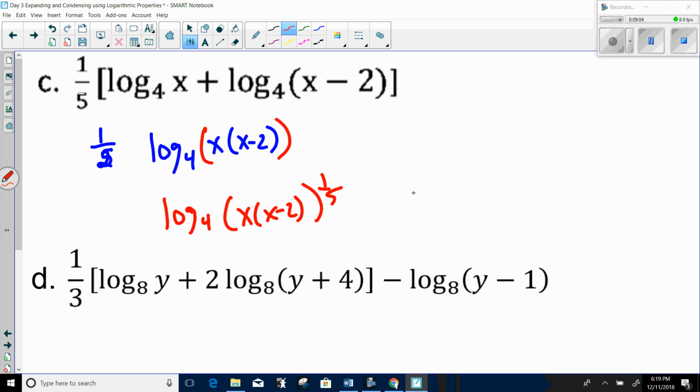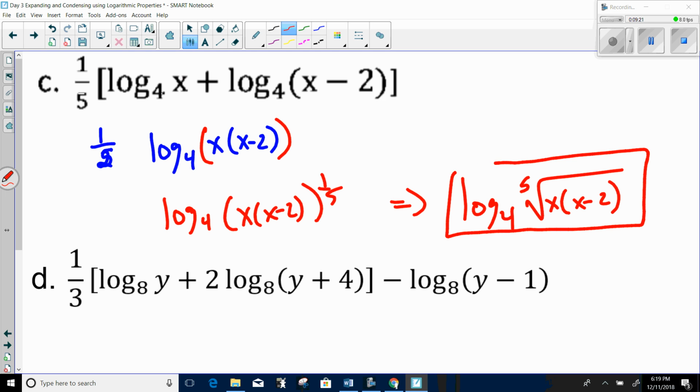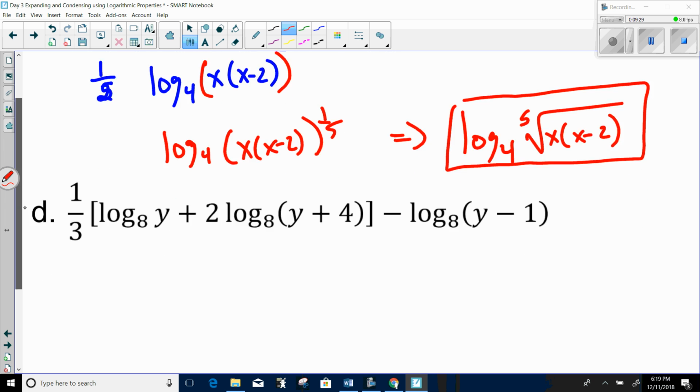And if you want to clean that up a little bit, the better answer would be log base 4 of the 5th root of x times x minus 2. And if you wanted to multiply the x times x minus 2 together, you could. I would be happy with that answer right there. And there's that one. Notice we condensed it down to a single logarithm.